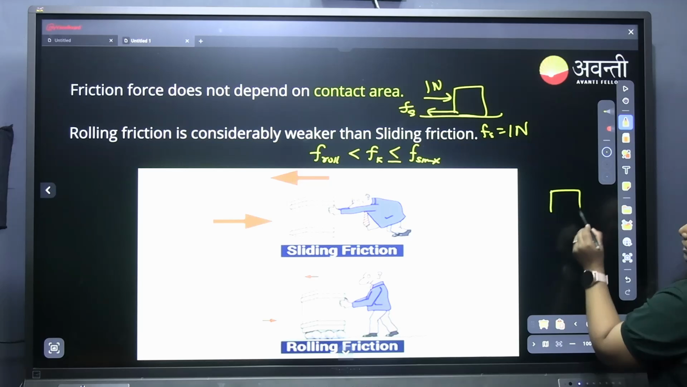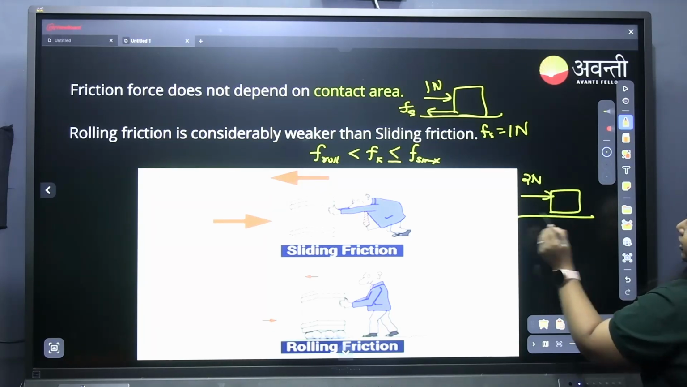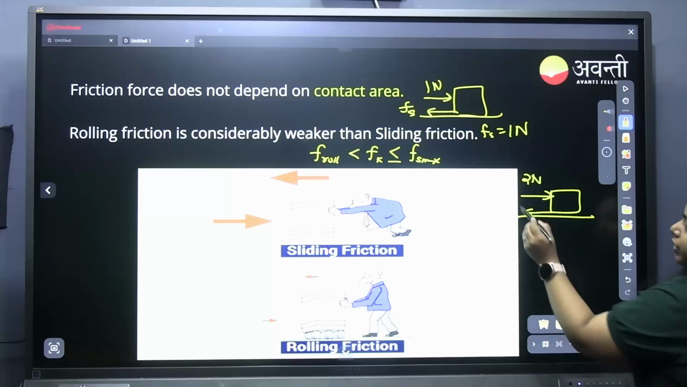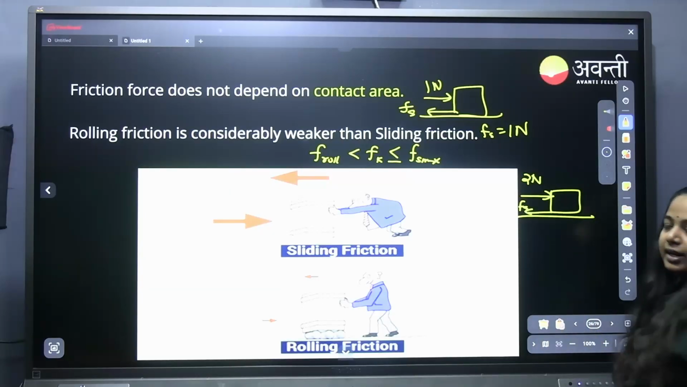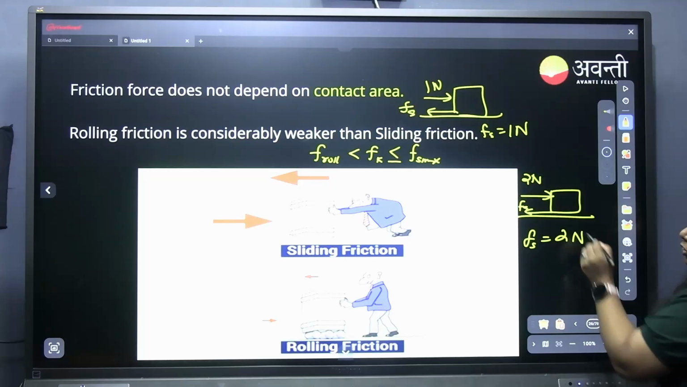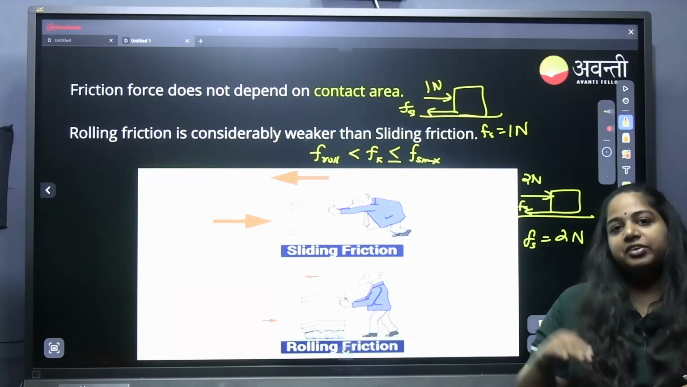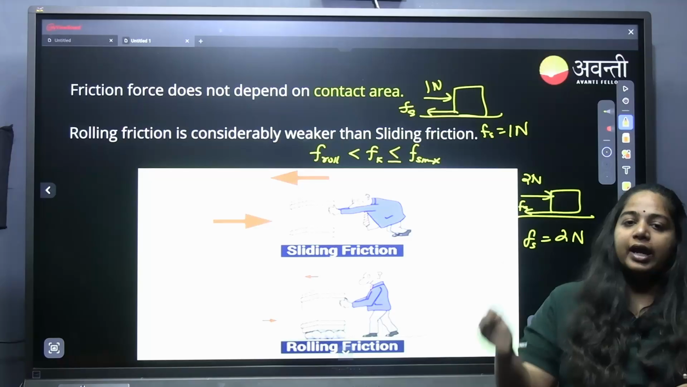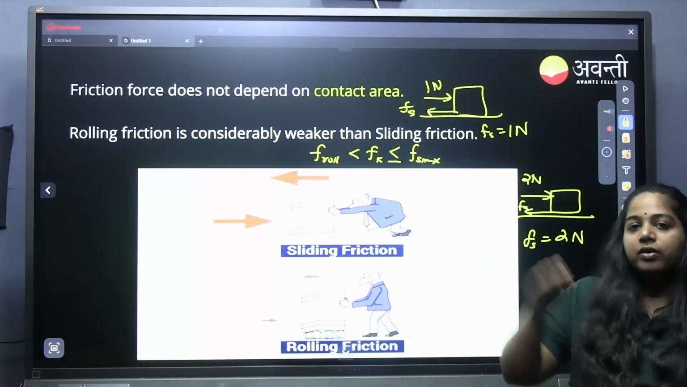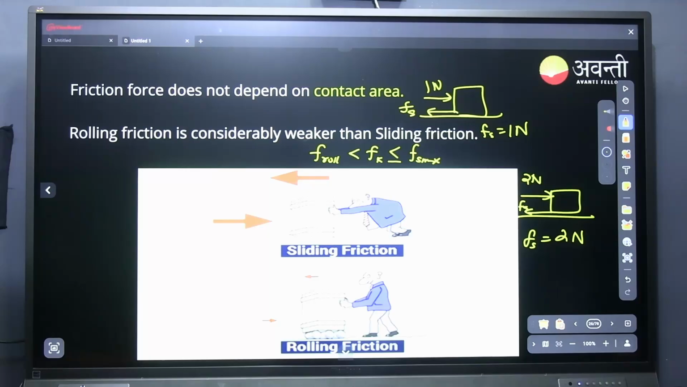Next, the same box, I apply 2 Newton. Again friction is opposing it. It is not moving. Friction will be there, right? This time the frictional force will be equal to 2 Newton. Like that, if I increase the external force, static friction increases itself and it will reach up to the maximum value, then the body will start moving. That is what self-adjusting force means.